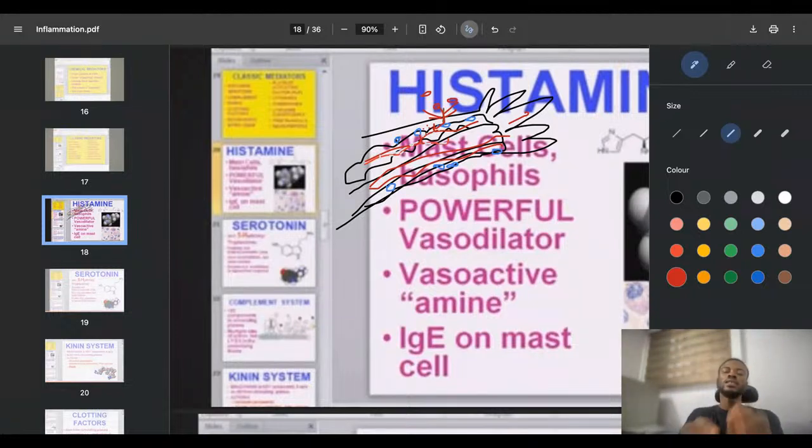Then they will set the stage for what? Vasodilation, vasoconstriction, and then the inflammatory response will happen. Before the neutrophils, which are the major actors in acute inflammation, will also be now what? Recruited to the site through the stages and the methods that we have been discussing all along.